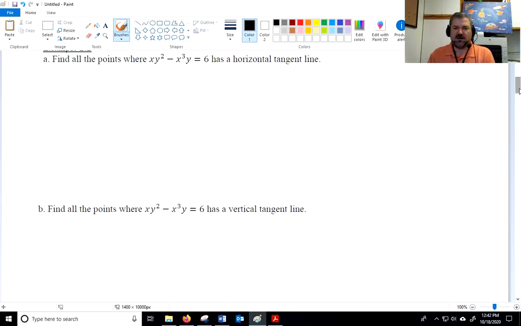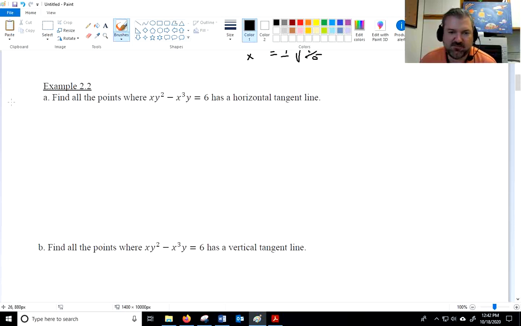Okay. So let's do this next one. Let's find all the points where this curve has a horizontal tangent line. To find where it has a horizontal tangent line, I need to set the derivative equal to 0, right? Which means the numerator has to equal 0. So I'll take the derivative.